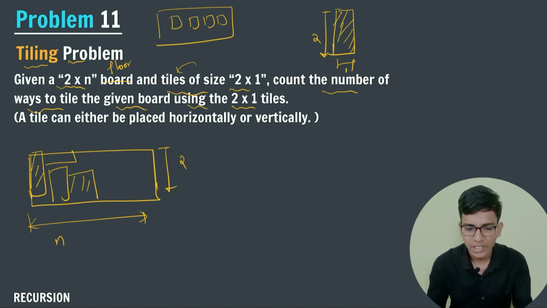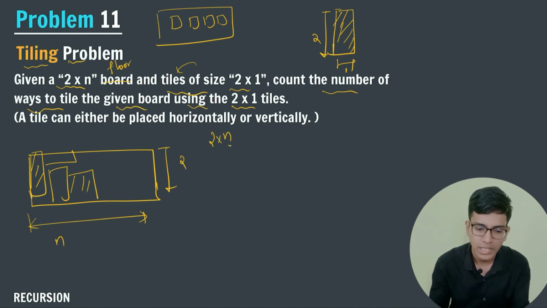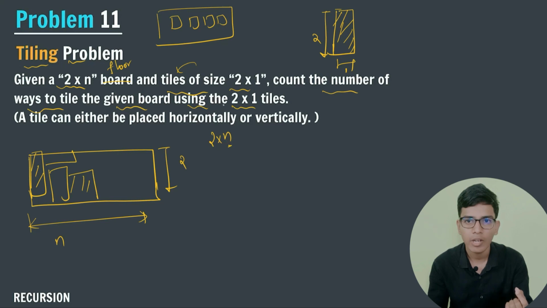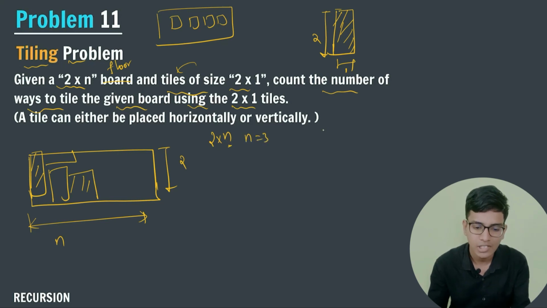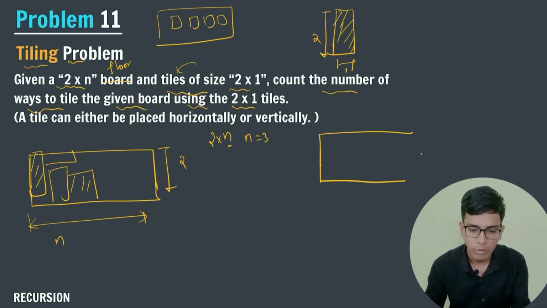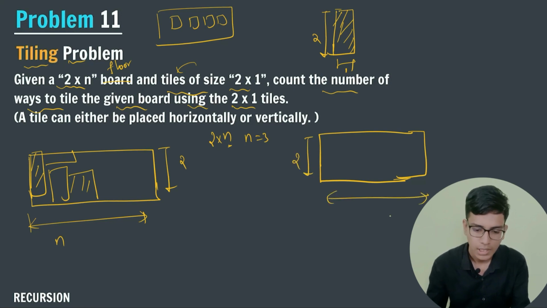Now let us take an example to understand the concept of the question even better. The dimension of our board or the floor is 2 cross n, right? And here n will be given by our user. Now let us consider that n is equal to 3, so that our floor dimensions will become like this. Here this is our floor, and the first dimension is 2 and the second dimension is 3, right?